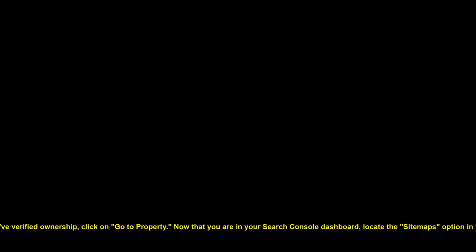Now that you are in your Search Console dashboard, locate the Sitemaps option and click on Sitemaps to proceed to the Sitemap submission section. In the URL field, input the path to your sitemap, such as sitemap.xml. Press the Submit button. You should see a confirmation message indicating that your sitemap was submitted successfully.